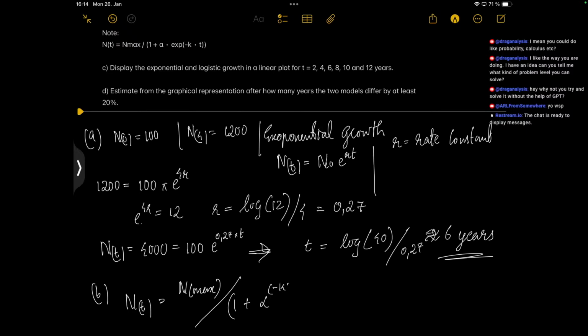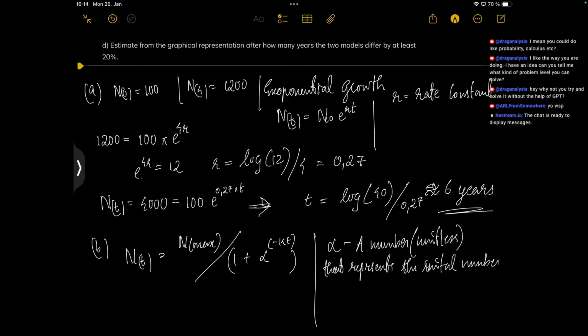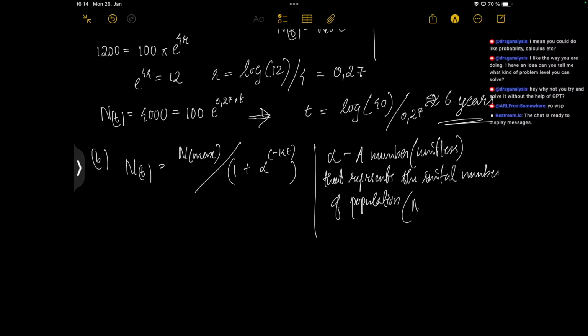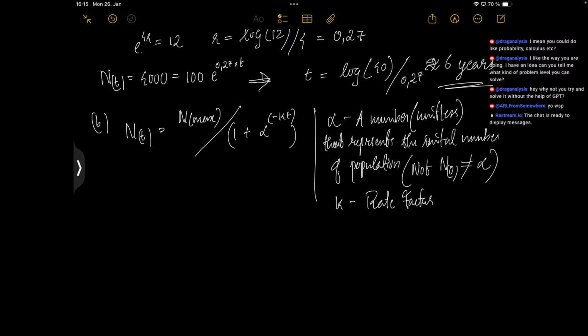Alpha. What was alpha? It was the initial unitless number that represents the initial number, not N0. So first we gotta find N of 0.